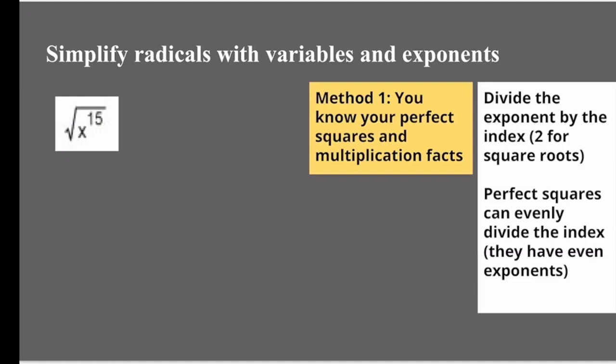So anytime you have a square root, there is an index. And for square roots, it's not written. It's a little 2. That's why we call it the square root. So what we're doing is we're dividing the exponent by the index. So perfect squares, if they can divide evenly by 2, they're going to have even exponents.